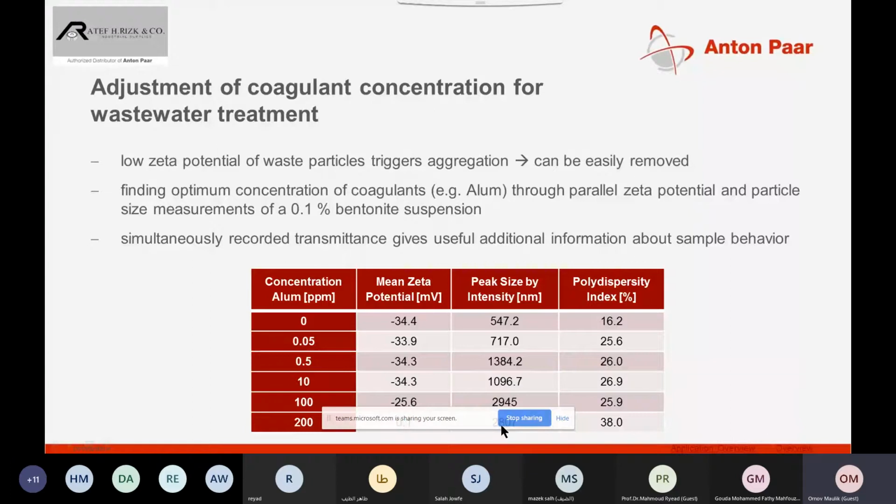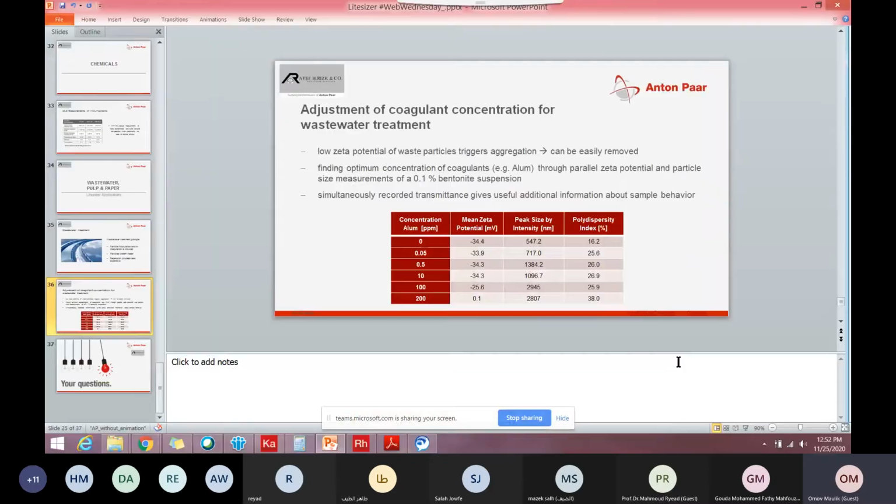So this suggests that around 200 ppm of alum, the impurity particles inside the wastewater will start agglomerating, meaning that particular solution would be very much unstable. They will start agglomerating, and probably the waste particles would settle down in the solution. Now let us quickly come to the demonstration part. So I will just stop sharing.